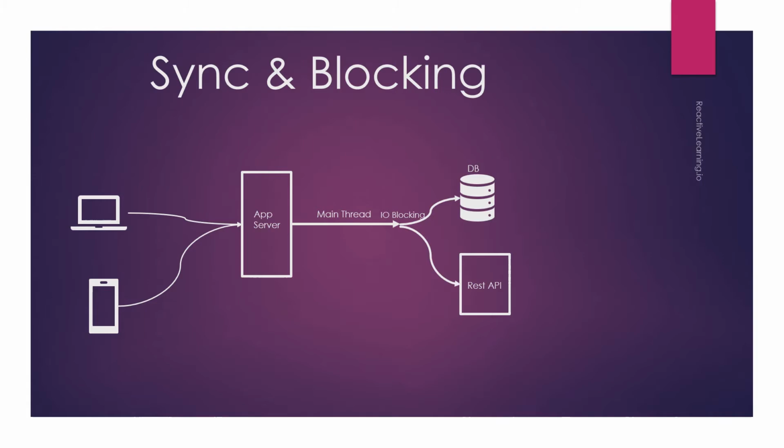So before moving on, let's understand what is synchronous and blocking. In a traditional app server, when a request reaches the server, it is executed on a main thread. And if there is a database call or REST API call, then this thread will be waiting until it gets the data from the database server or from the HTTP server. So this main thread is blocked on the IO level. And as the application server gets more requests, more threads are created and blocked, and our application will start rejecting further requests. So how can we solve this problem?